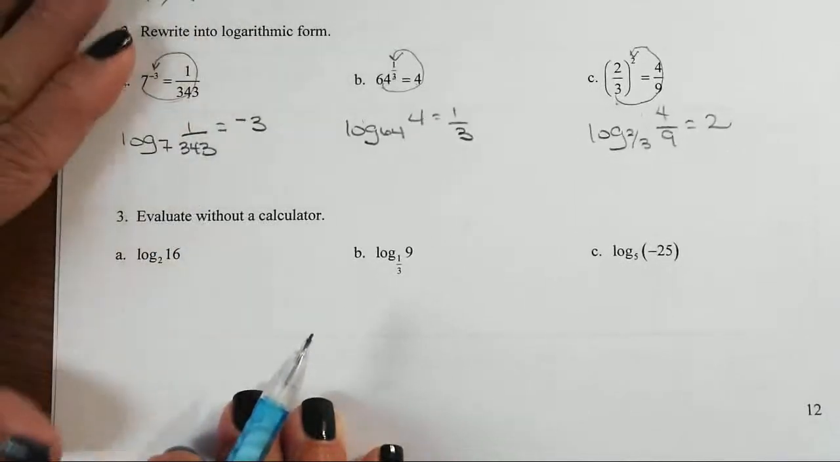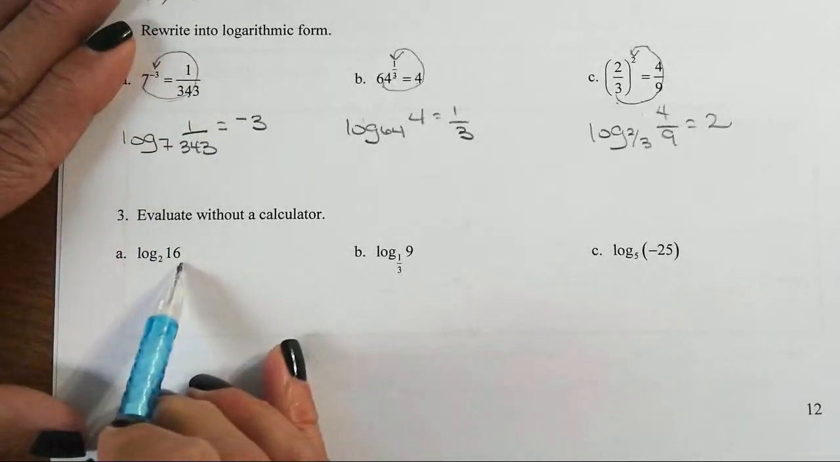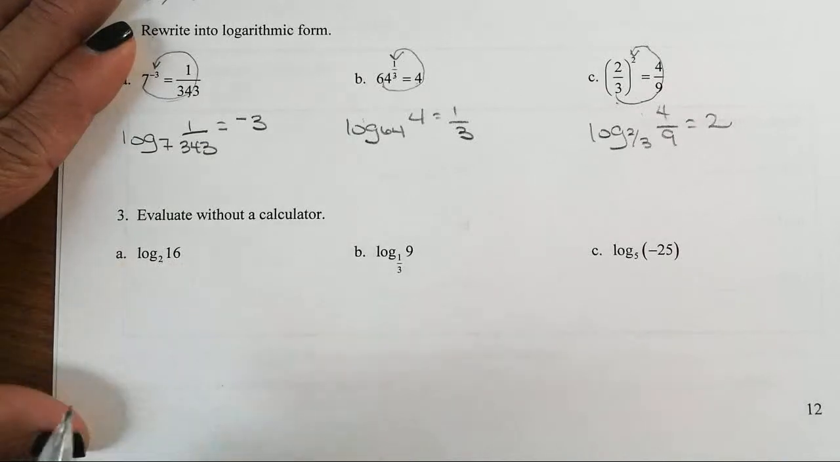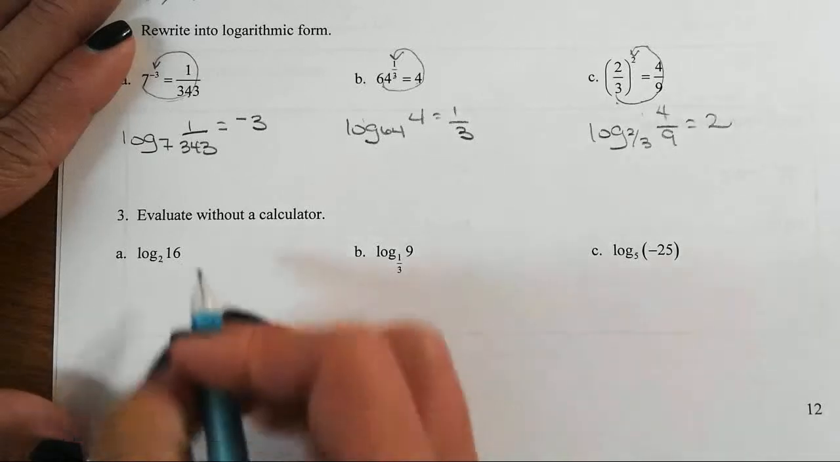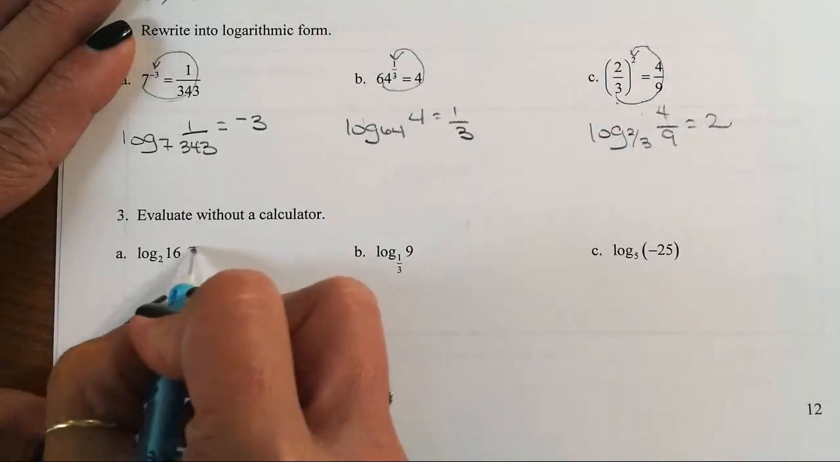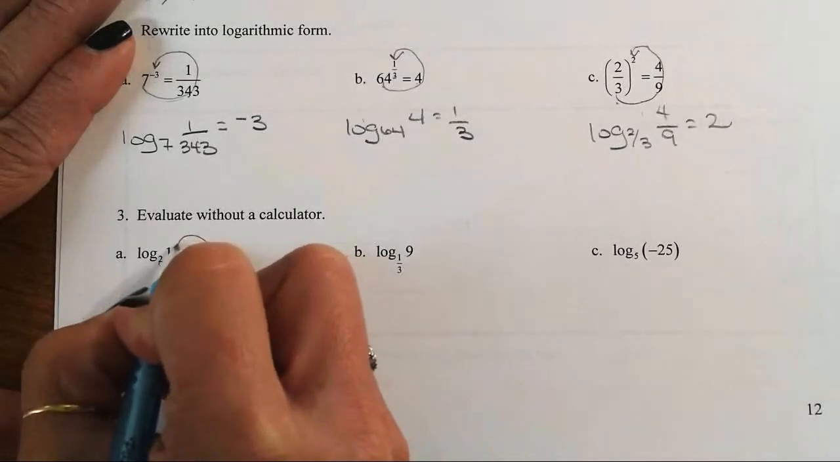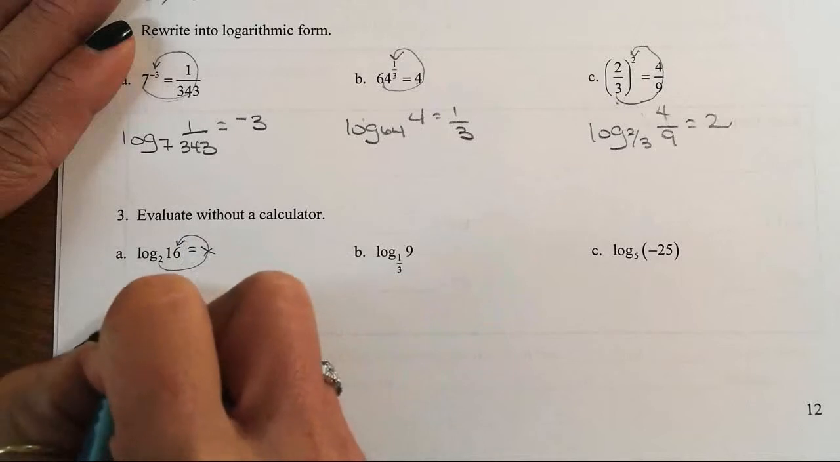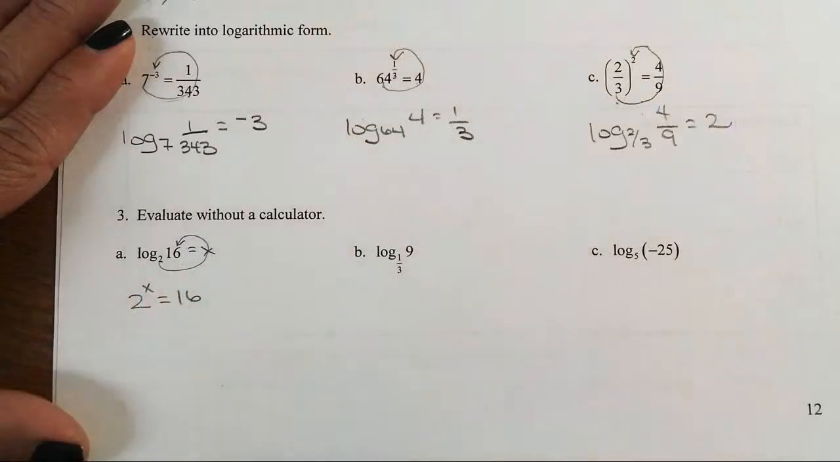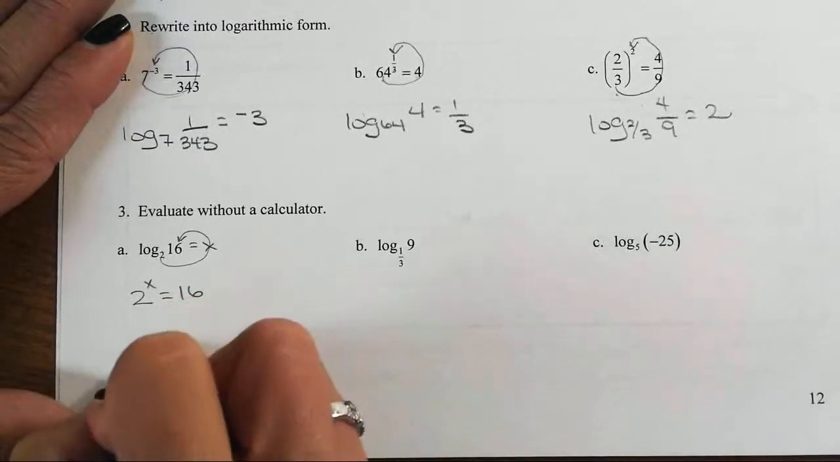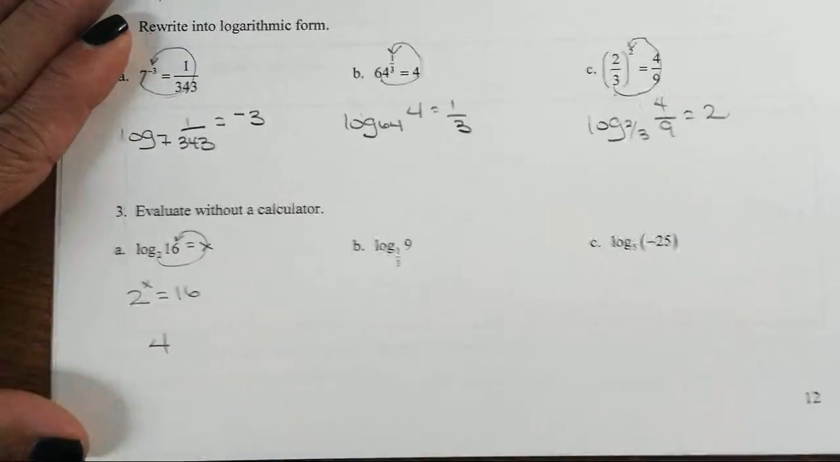If you are asked to evaluate without a calculator, rewriting logarithmic into exponential, you would then be able to solve using the values on the first page of your homework packet that you were told you had to remember. First of all, set this equal to x, make it an equation. Rewrite it, creating the snail. 2 to the x power is equal to 16. You ask yourself, 2 to what power is 16? You should know that this value is 4.